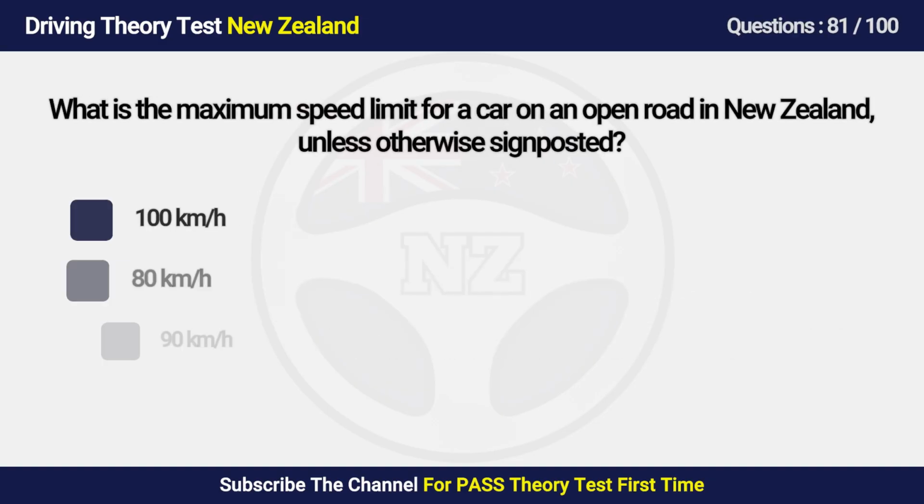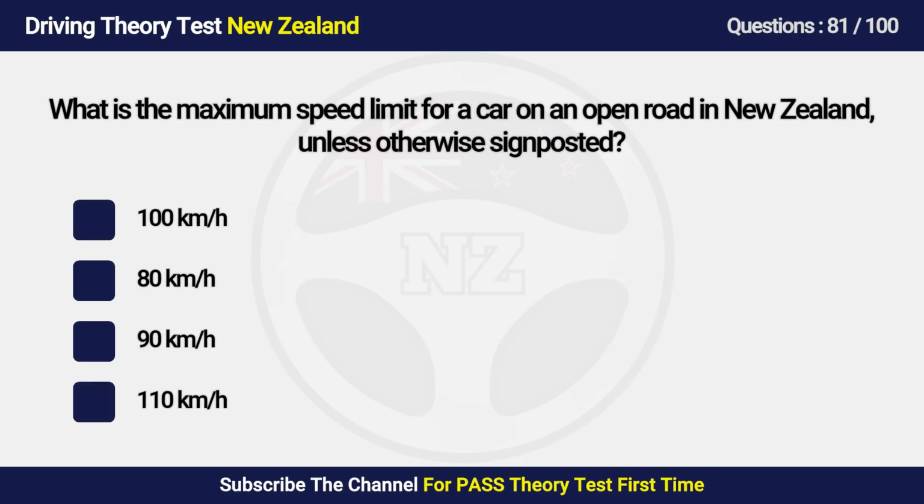Question 81. What is the maximum speed limit for a car on an open road in New Zealand unless otherwise signposted? A. 100 km per hour, B. 80 km per hour, C. 90 km per hour, D. 110 km per hour.